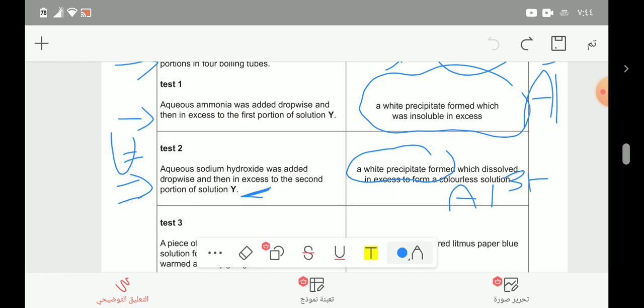After addition of sodium hydroxide to aluminum, aluminum is soluble in excess, giving a colorless solution. Zinc also is soluble, but aluminum is insoluble in excess when we add ammonia solution. So this informs us that we have aluminum cation.